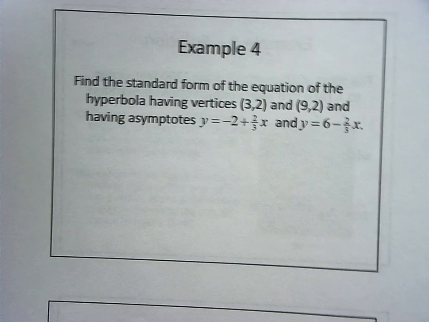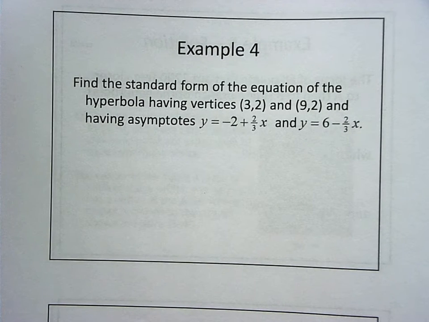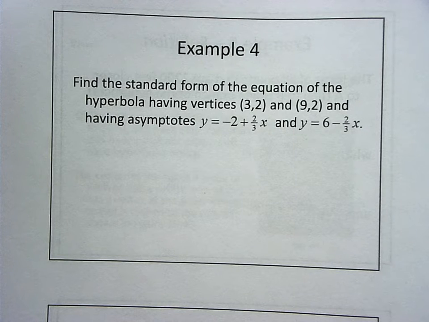This is one that just looks weird. Problem. Find the standard form of this equation for the hyperbola that has vertices 3, 2 and 9, 2, and asymptotes are those two that are given. Honestly, I don't usually bother with the asymptotes too much because the vertices tell me a lot about this graph.